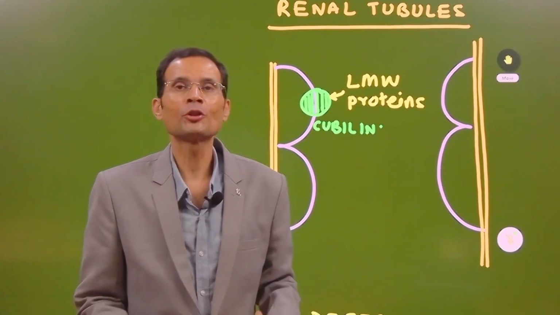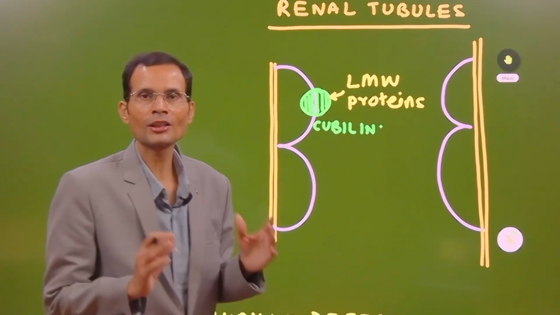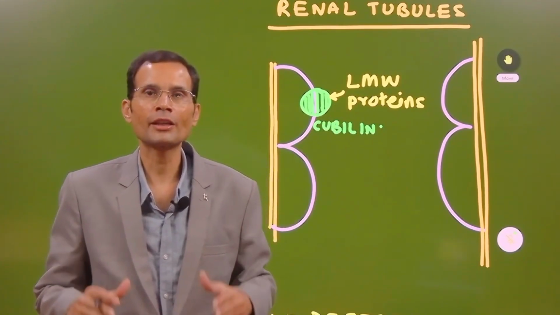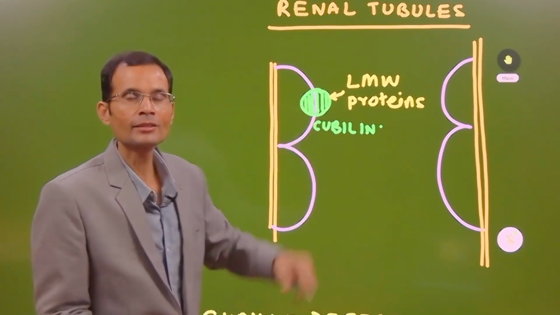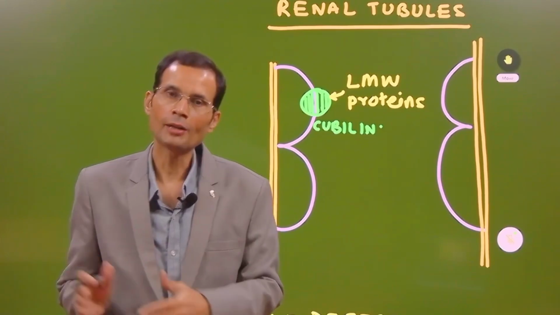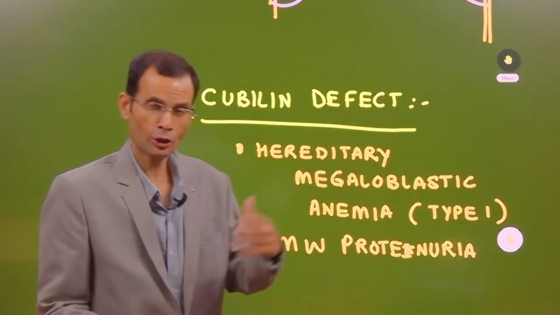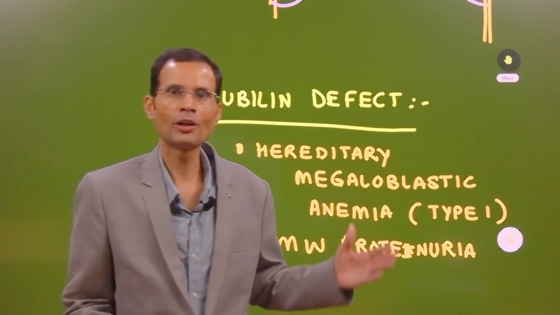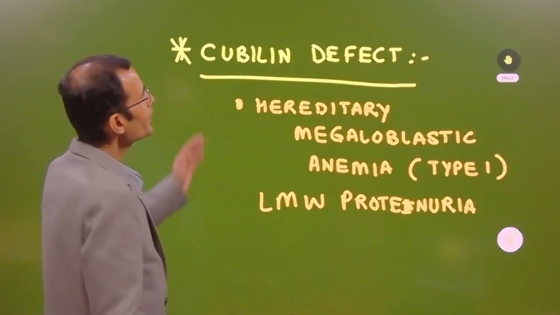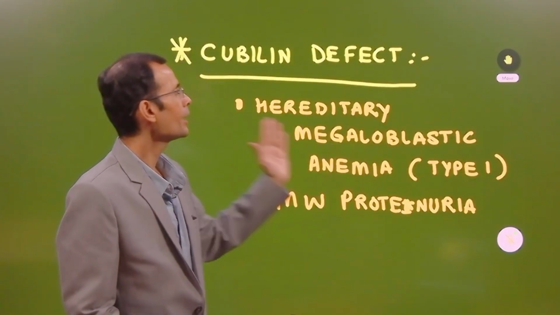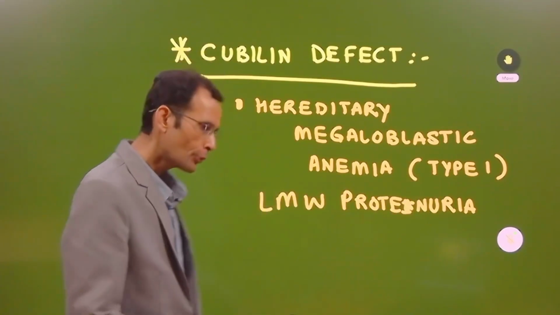Now, defect of cubilin will not allow the reabsorption of these low molecular weight proteins, and they will be lost into the urine. So, that is how it was reflected in our case, low molecular weight proteinuria. Defect of cubilin resulting in macrocytic megaloblastic anemia and low molecular weight proteinuria. So, we have solved the question. Cubilin defect results in hereditary megaloblastic anemia type 1 and low molecular weight proteinuria.